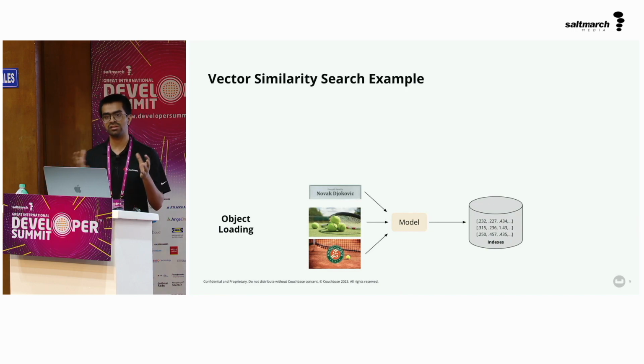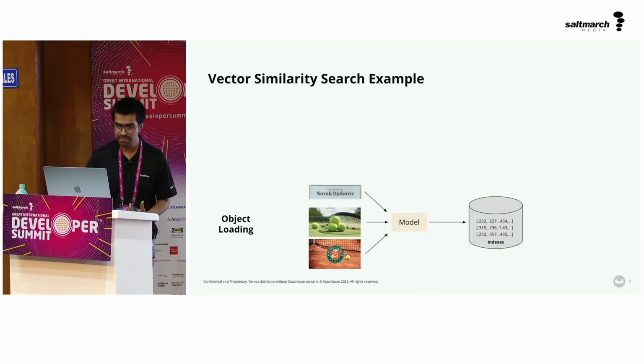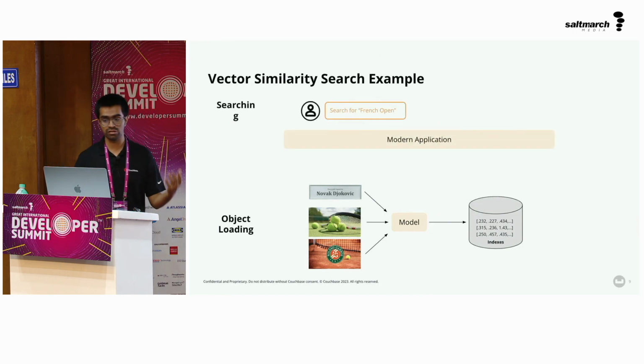So basically, embeddings is the same thing as vectors. So if you get confused, they are pretty much the same. So you're storing these vectors that, again, have the features of this data. Now let's say you're making a search query, search for French Open.